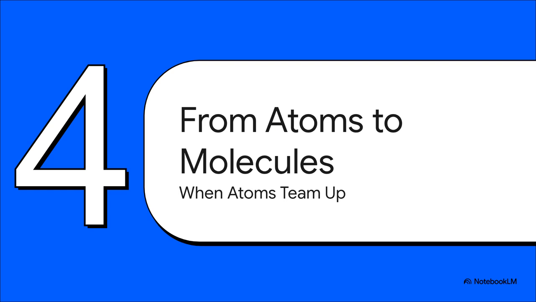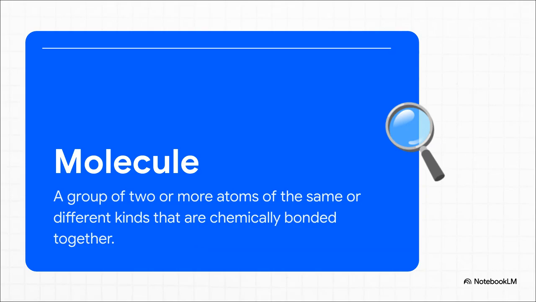Okay, so we've got atoms, and we've got the rules they have to follow. So what happens when atoms actually start playing by those rules and linking up? Well, that's when we get to the next level of creation, molecules. A molecule is really just a team of two or more atoms that are chemically bonded together, holding hands basically. They can be atoms of the same type or different types. It's the next step up on the ladder of how matter is built.